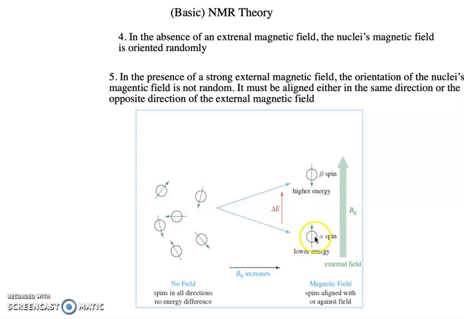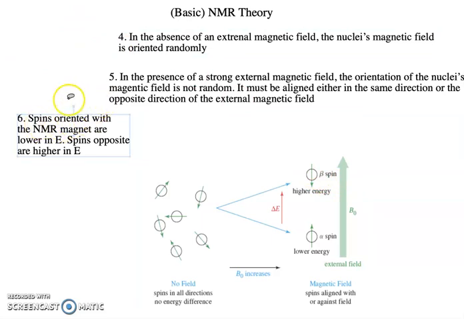The first thing I want you to notice is that when the spin is oriented in the same direction as the magnet from the NMR, it's lower in energy. And when it's oriented in the opposite direction of the magnet from the NMR, it's higher in energy. And I'll squeeze that in over here as number 6. Spins, and when I say spins, I mean spins that generate the magnetic field oriented with the NMR magnet are lower in energy. Spins opposite are higher in energy.